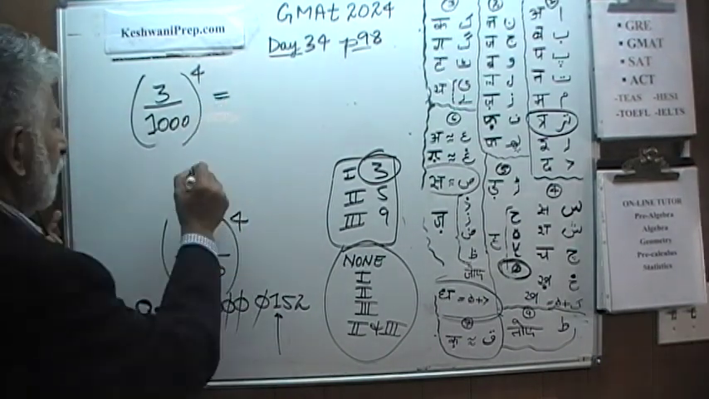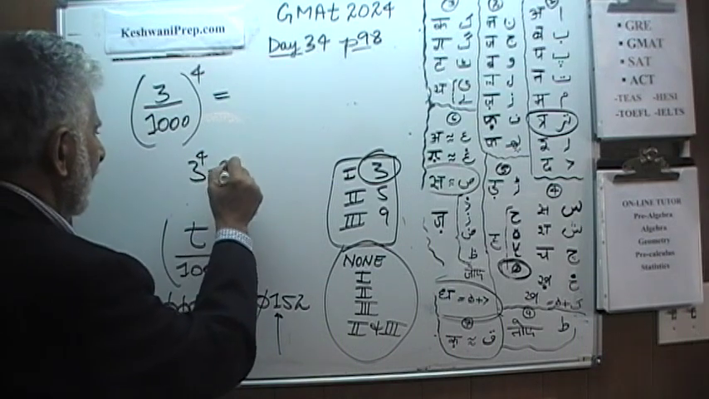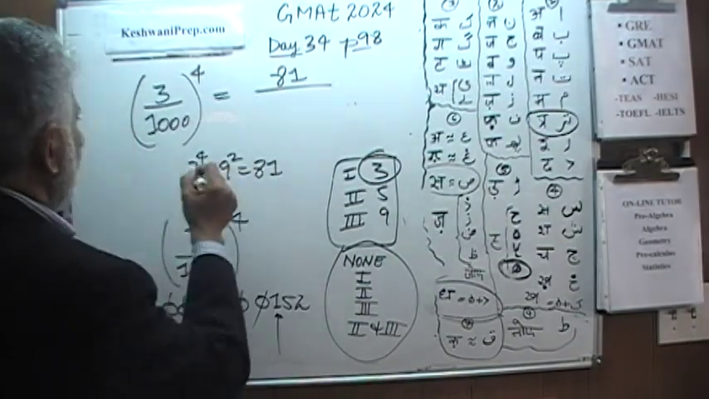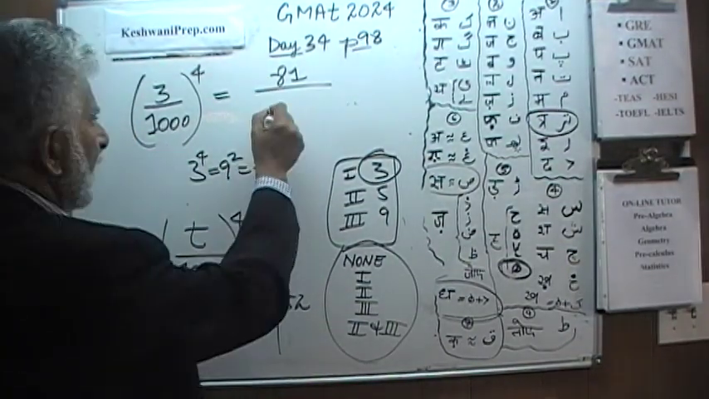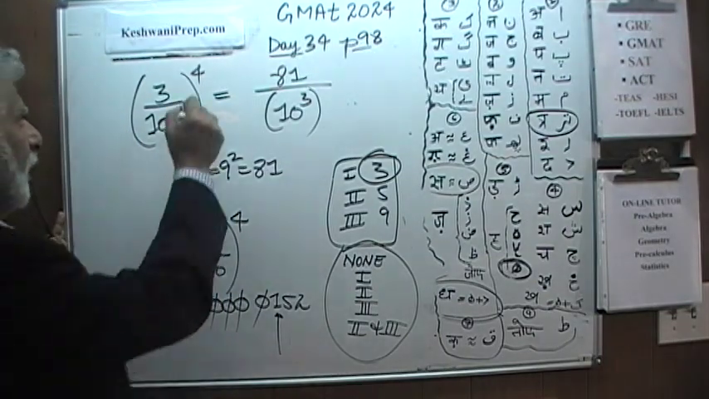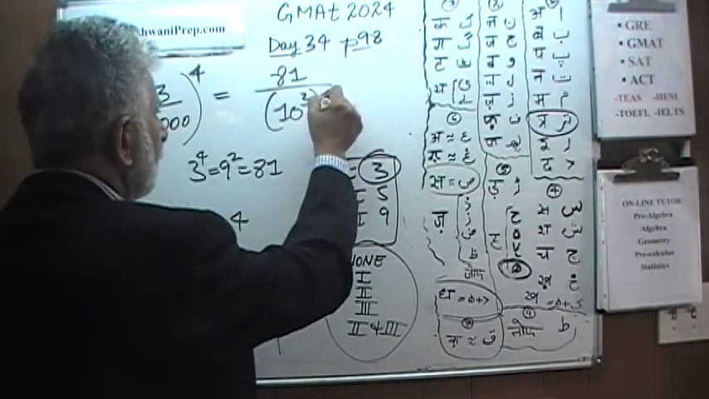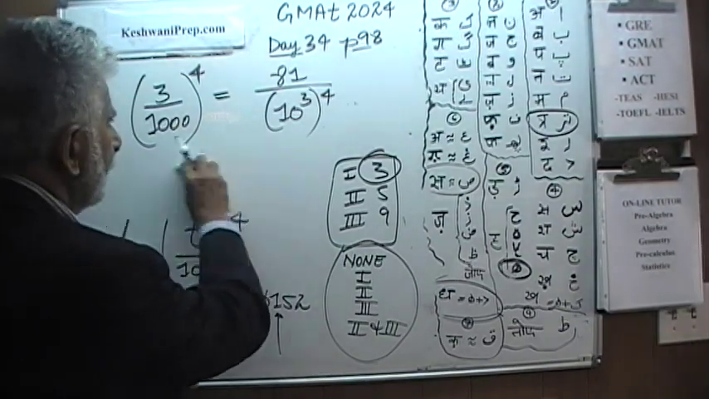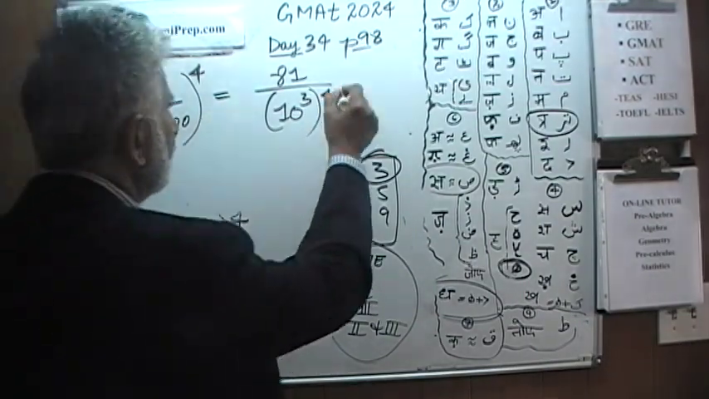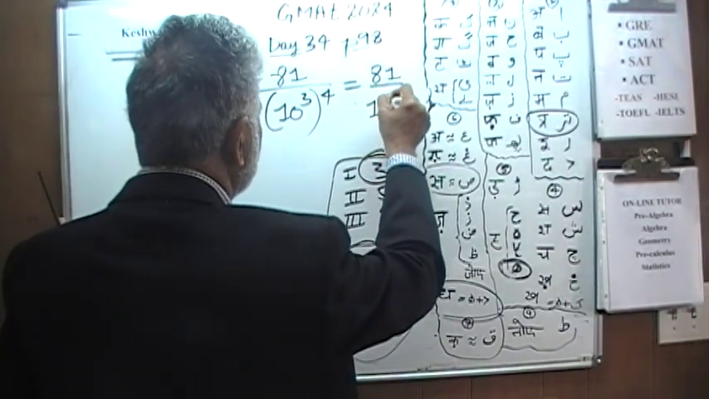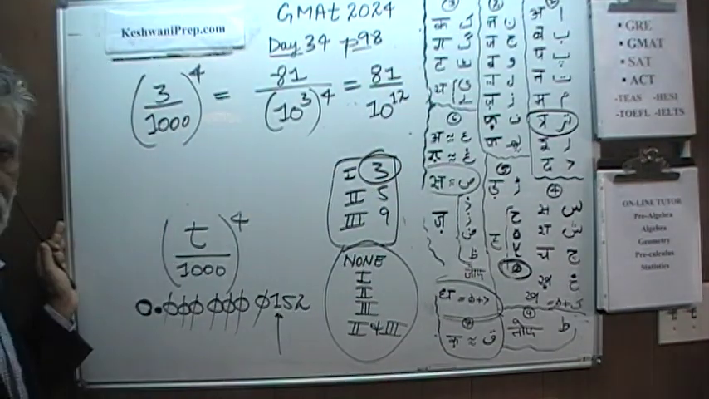3 raised to 4 is same as 9 squared, which is 81. So we're dealing with 81, and 1000 can be written as 10 raised to 3, and then we have a power of 4. Let's see what happens when we expand it. So that's power of 12. That gives us 81 over 10 raised to 12. That's what we're dealing with.